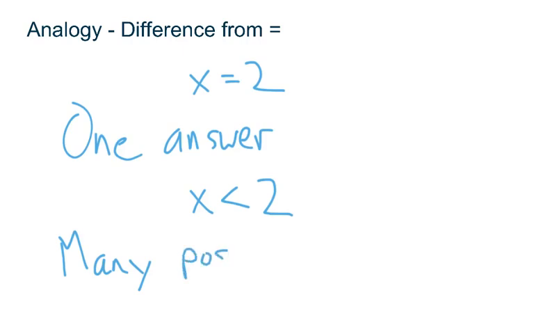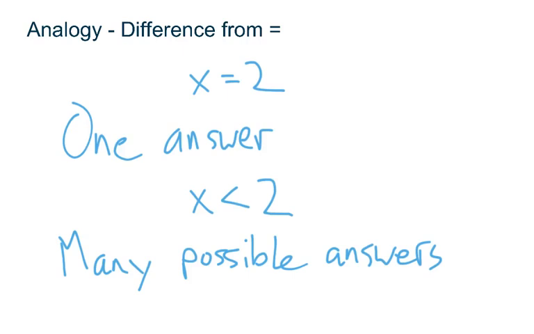So we could have x be 1, we could have x be 0, we could have x be any of the negative numbers, we could have x be 1.5. We have all kinds of options. And so that's one thing we have to keep in mind, that we have many possible answers when we use an inequality.